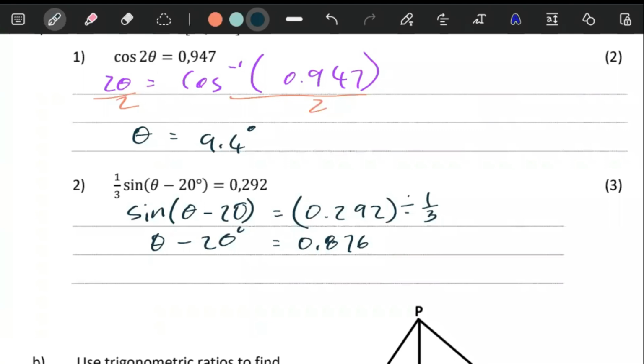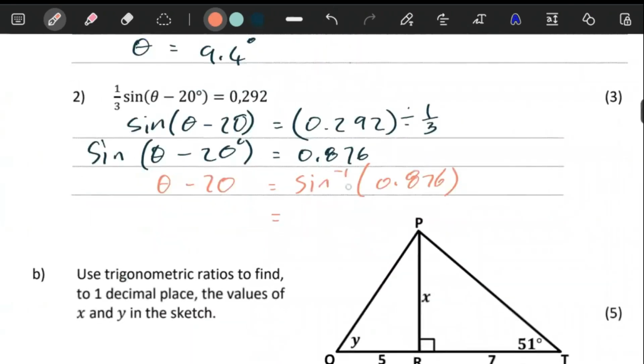So from here you can see that the 20 has to go to the other side. Now you have to say shift sine with a 0.876, and then you have a theta here minus 20. And then this in your calculator is going to give you 61.2. And then here you're going to take the 20 to the other side. It's going to give you 81.2. There we go. That's the way we like it.